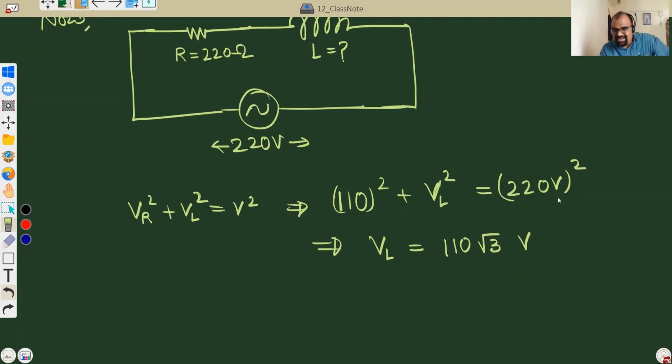You get it on that side and then take 110 common. So you will have root over 2 square minus 1 square. 2 square is 4, 4 minus 1 is 3. So root over 3. So we know the voltage across the inductor is this. Now the voltage across the inductor can be written as I into XL.